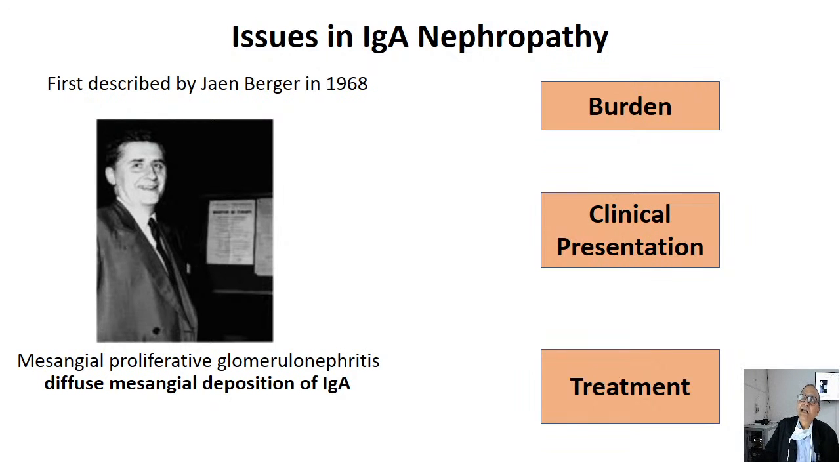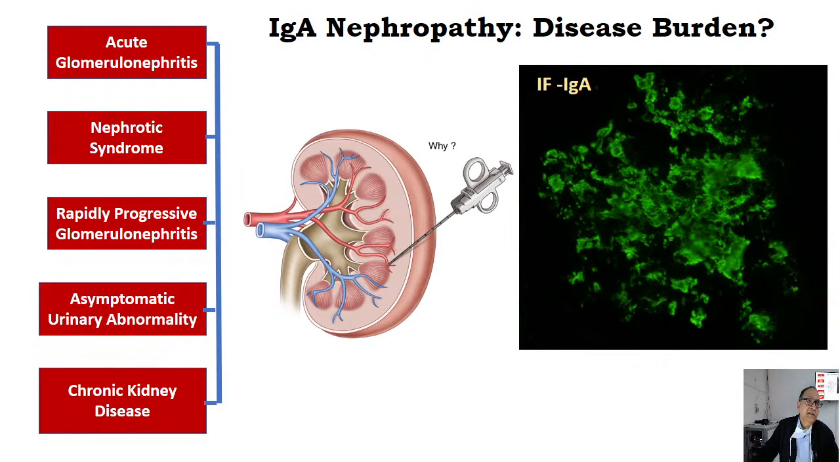Although first described in 1968 by Jean Berger in terms of a mesangial proliferative nephritis with diffuse IgA deposit, still there are major controversies on three broad areas, but I will just highlight them. One is the burden of disease.